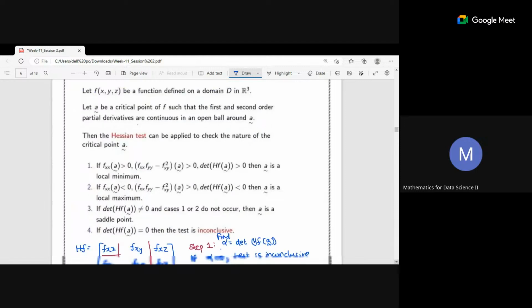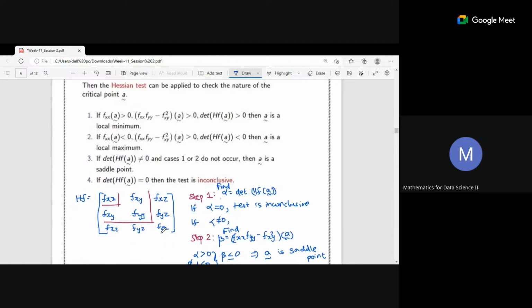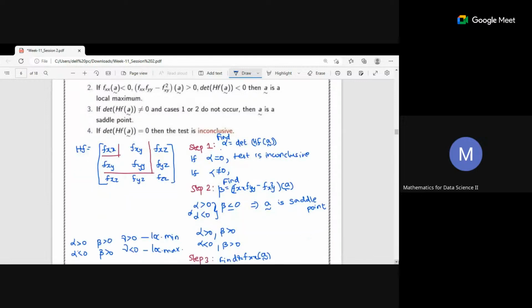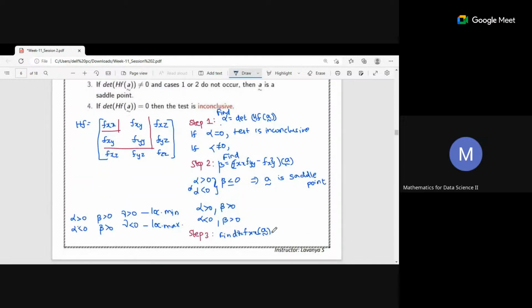So what do you need to do? First, write the Hessian matrix and find the determinant of the matrix. If it is 0, you stop at step 1 itself, so the test is inconclusive. If alpha is non-zero, then you find beta. And if beta is less than or equal to 0, you write A tilde as a saddle point. But if beta is positive, then you go to step 3. In step 3, you find gamma, and see whether gamma is positive or negative. If alpha is positive and gamma is positive, local minimum. And if alpha is less than 0 and gamma is less than 0, it is a local maximum.